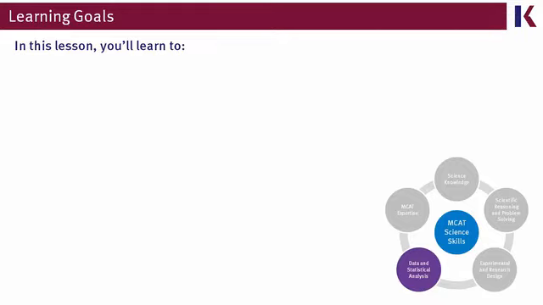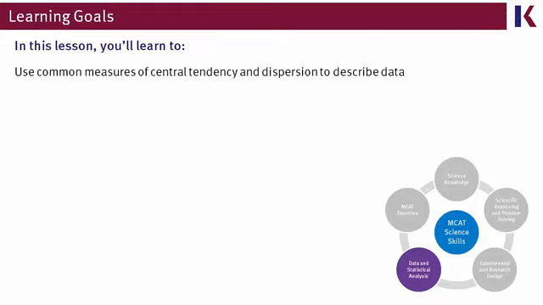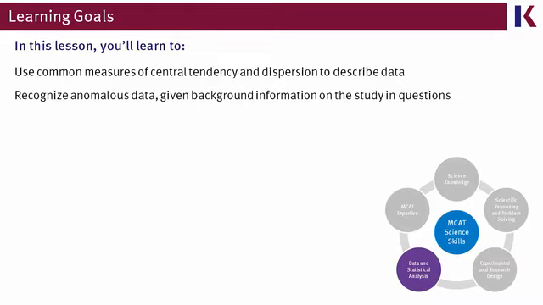The learning goals for this lesson are both to use those common measures of central tendency, along with standard deviation, interquartile range, etc., to describe data, specifically data that you would find in MCAT passages, and also to recognize anomalous data. Anomalous data is also known as outliers, which is a term you might be a little more familiar with, and we will see one practice question about that as well.